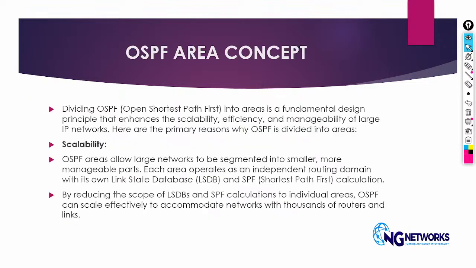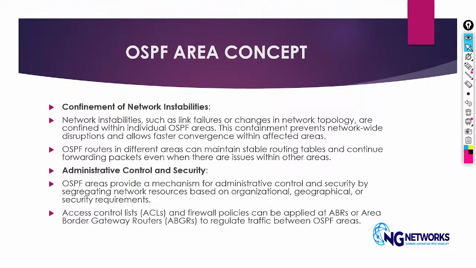Good. Now it comes to the area concept. I have already explained why we create areas, for scalability, because OSPF supports multiple or unlimited routers, so we divide them into multiple areas. Confinement of network instabilities: if there is a failure, it will be limited to that particular area and won't go beyond it. If any route fails in area 1, that will affect that particular area only, it won't affect other areas. Area 0 is the backbone area.